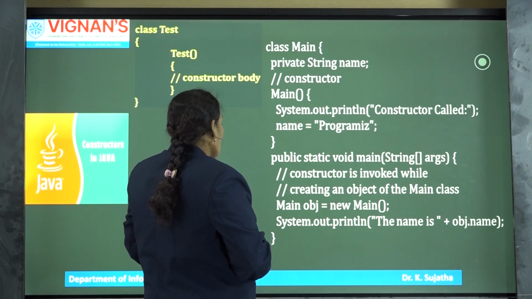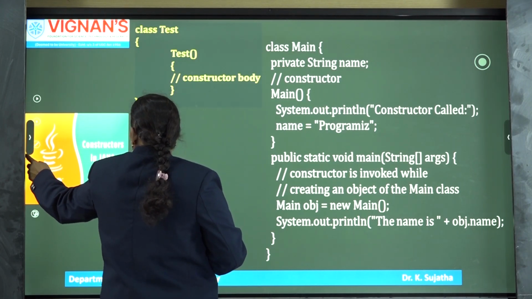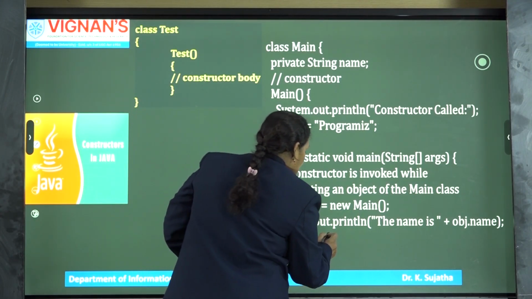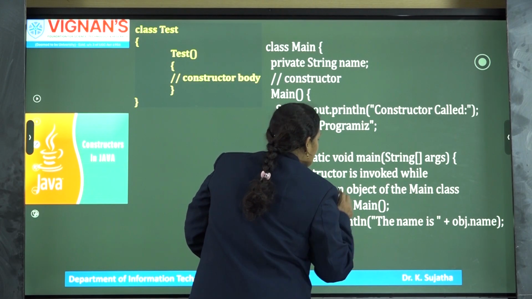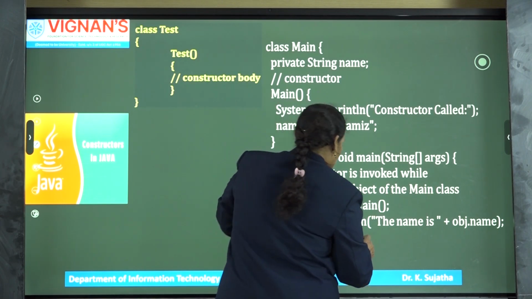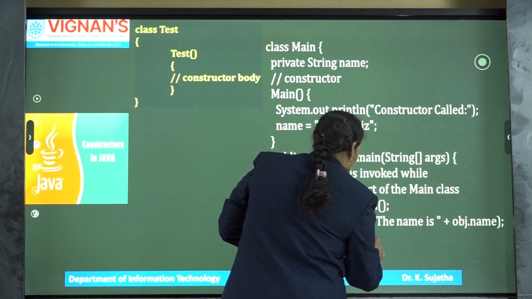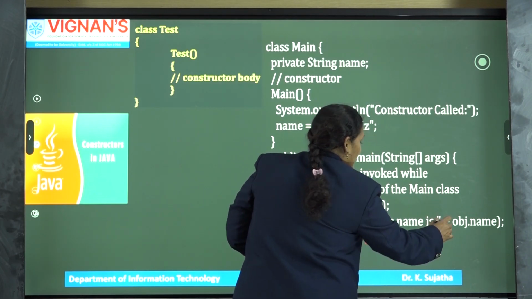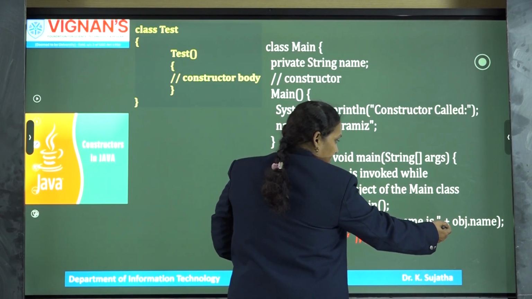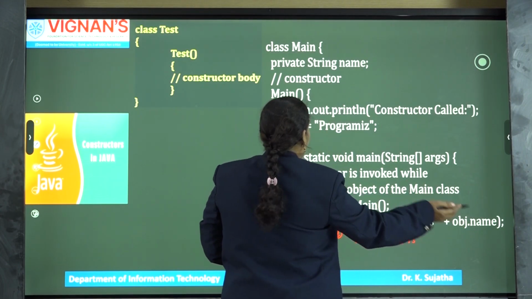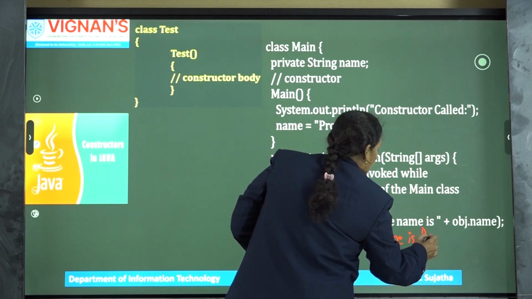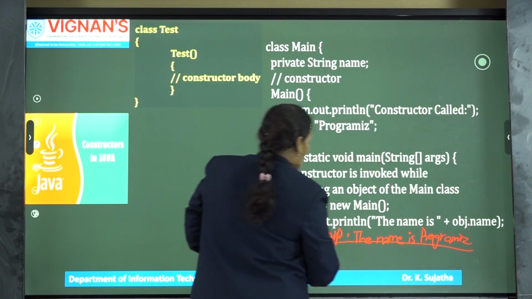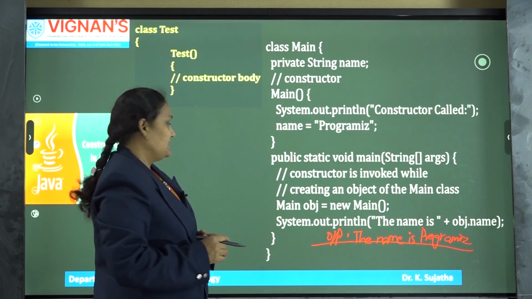Now in this case, what becomes the output of my program? Here first it prints the name is, then we are concatenating this with object.name. What is my object.name? Program age. So this becomes the output of my program, right?